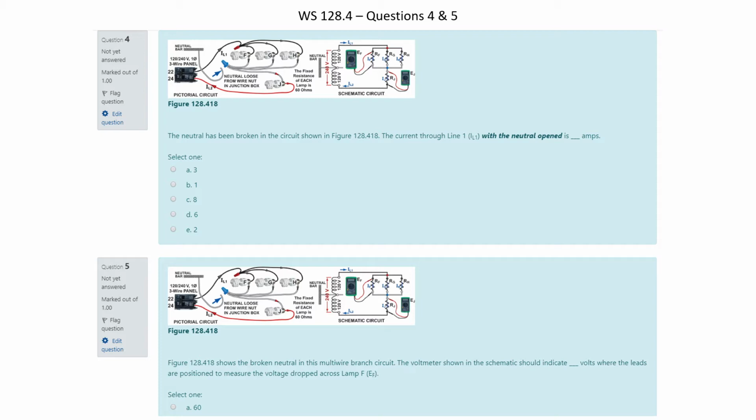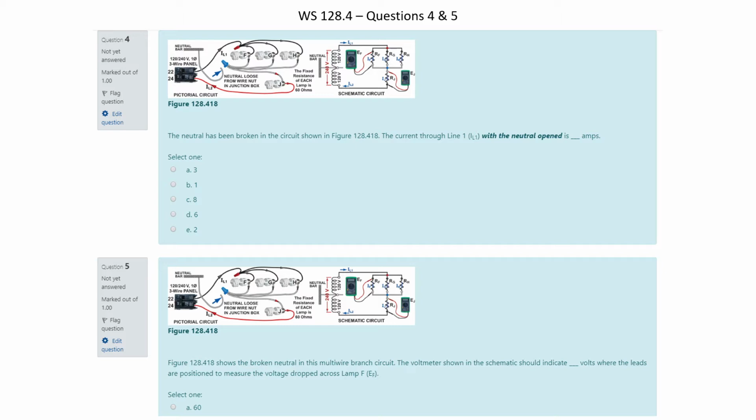And again, I think the biggest thing I can tell you guys is we have to start breaking these circuits down. A combination circuit is what we're going to be talking about. We have to really start breaking these circuits down, trying to put them into parts that are simple circuits. So that is parallel or series circuits individually. And I'm going to look at these couple problems here. Worksheet 128.4, questions 4 and 5.